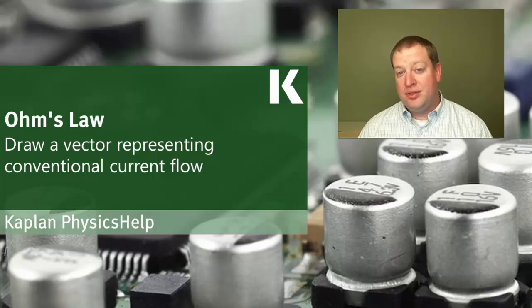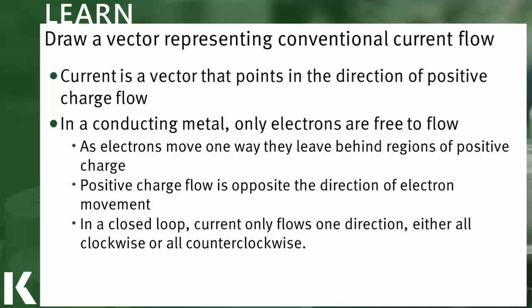I'm Dan Abel, and in this lesson we're going to draw vectors to represent conventional current flow. Normally when we think about current, we think electric circuits, but current is a more general term. Current is the flow rate of any charged particles. Current is a vector. It's got both magnitude and direction. And the direction of current is chosen to be, just by convention, the direction of positive charge flow.